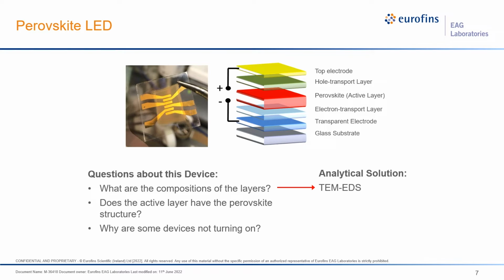For that, we will use TEM EDS. We will use XRD to determine if the active layer had the correct perovskite structure. And we will use SEM and conductive AFM to investigate why some devices were not lighting up.